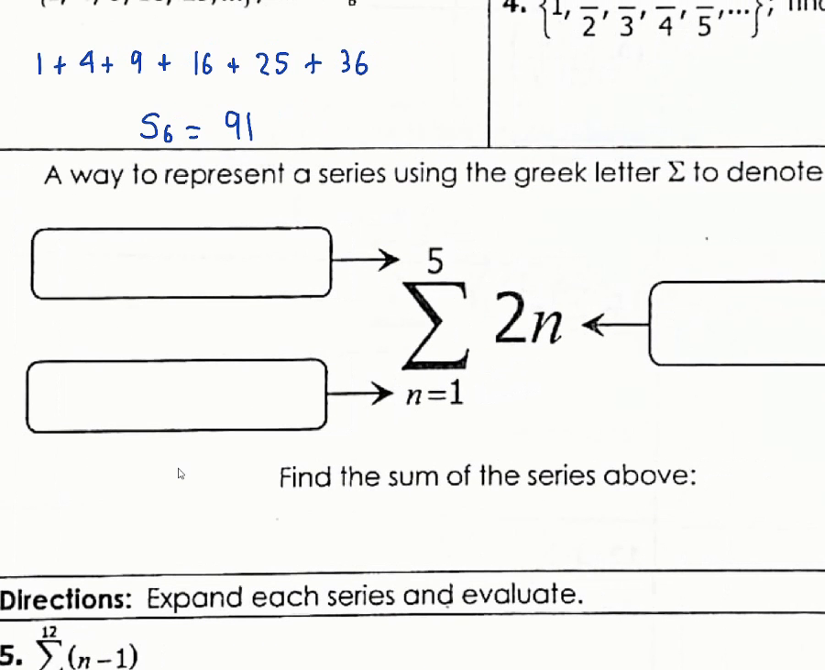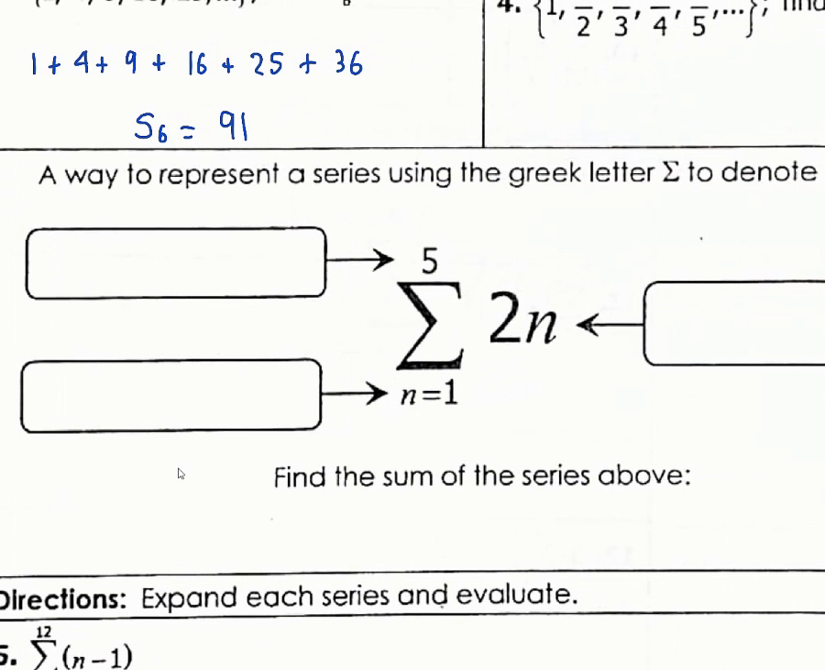Is it the E? Yeah, that E. Does anybody know what it's called? Some people think it's epsilon because it's E, but it's actually not. It's sigma. Okay? Sigma.